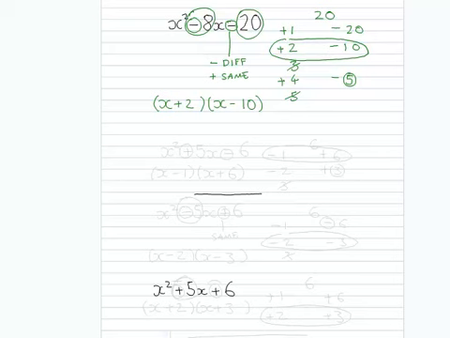Let's try another one. X squared plus 5x minus 6. Okay, we take the number 6, find the factors of 6. 1 goes into 6 6 times, 2 goes into 6 3 times, 3 we've already done, so we found all the factors. Alright, let's look at this sign.